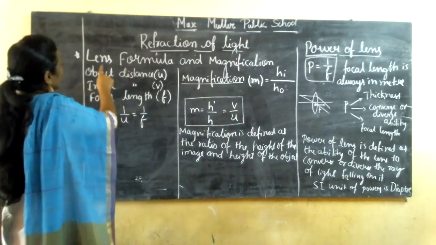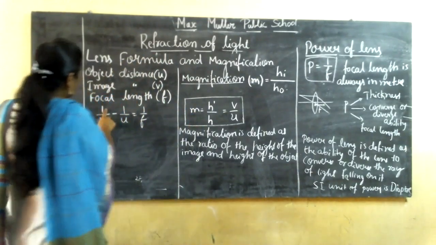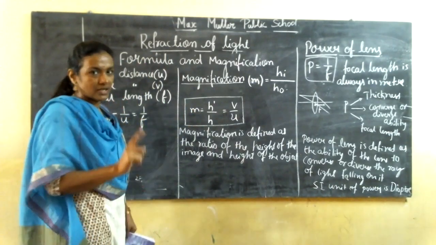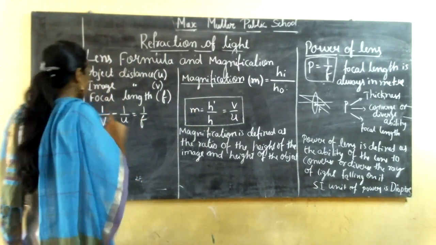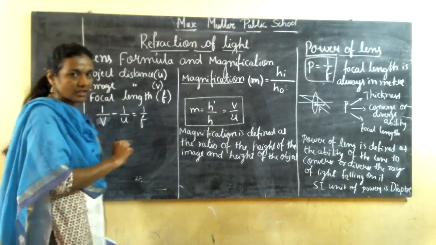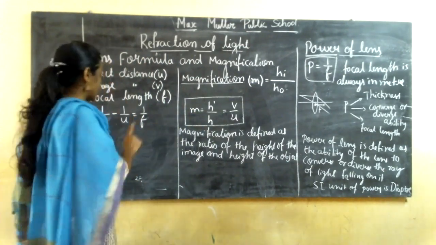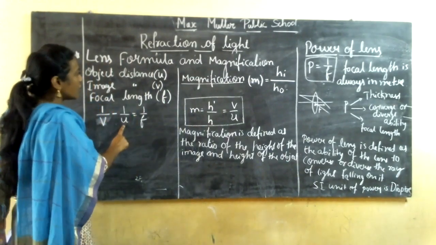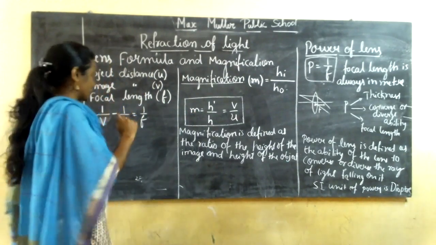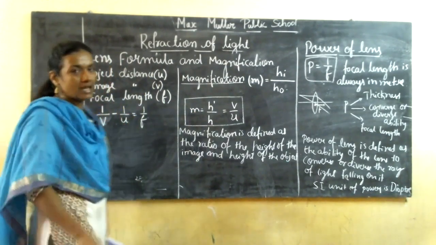Here the lens formula is 1 by V minus 1 by U is equal to 1 by F. This is the lens formula. So what is V here? V is the image distance. What is U here? U is the object distance. And F is the focal length.